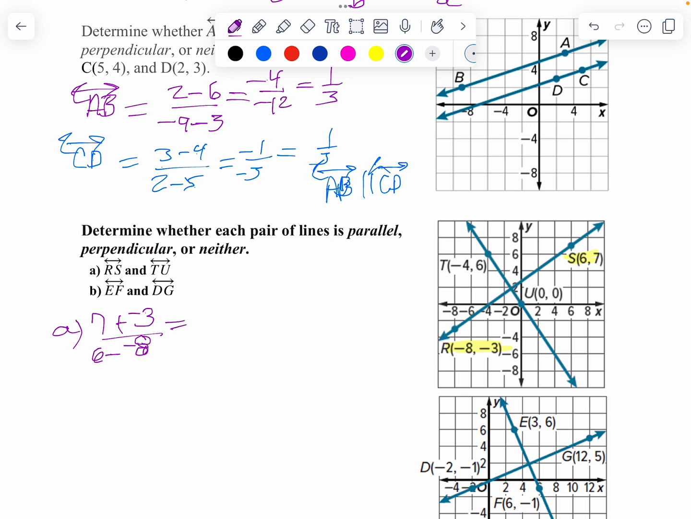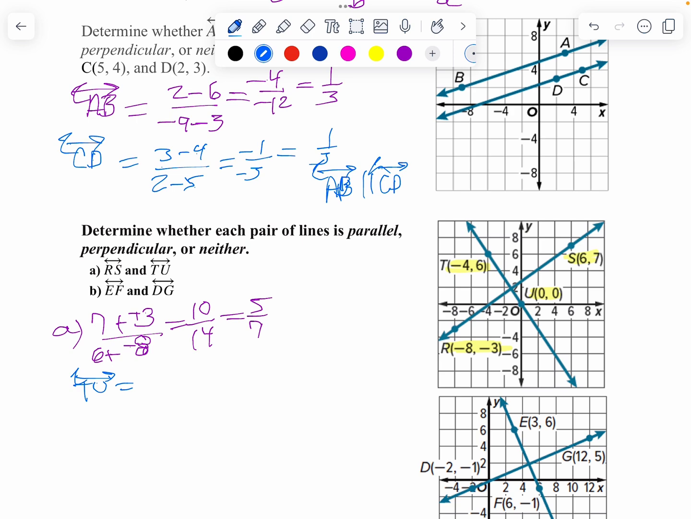So 7 plus 3 is 10. 6 plus 8 is 14. So divide by 2, I get 5 over 7. Now it kind of looks like they're perpendicular. So think, if they are perpendicular, the slope of TU should be negative 7 over 5. So let's turn around and let's find the slope of T to U. Notice I'm using negative 4, 6, and 0, 0. Oh, that works out really, really nice, doesn't it?